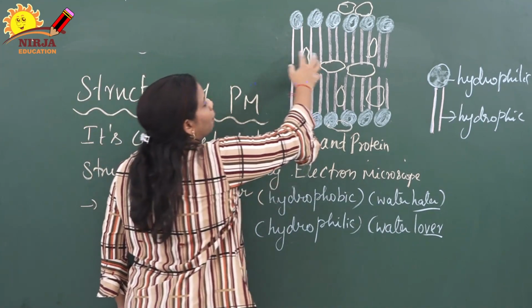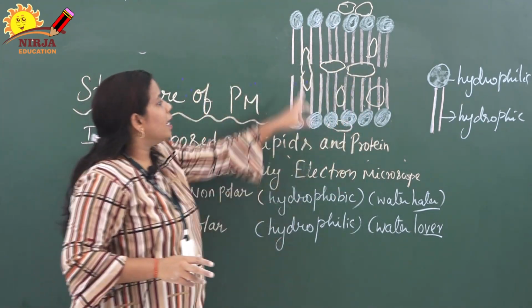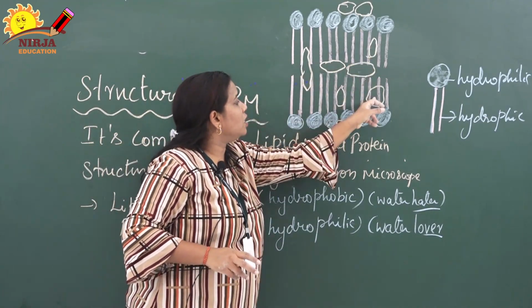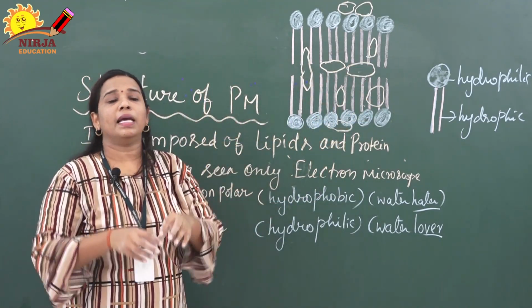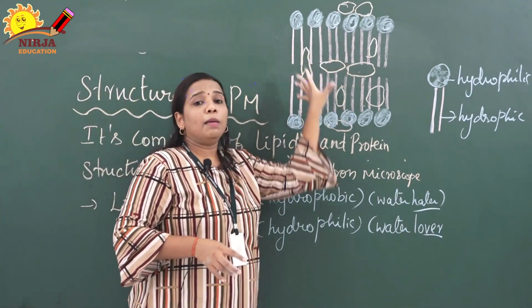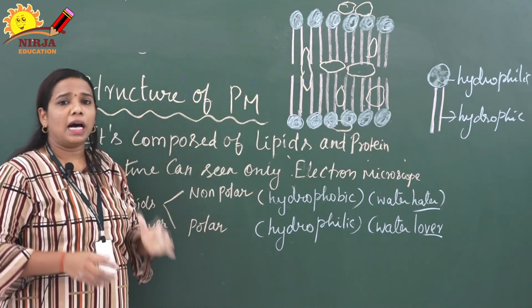In between, the proteins are embedded inside the lipid molecules. Here, the orange color ones I drew are all called protein molecules. These protein molecules are embedded inside the lipid membrane. This way, the plasma membrane structure is arranged.